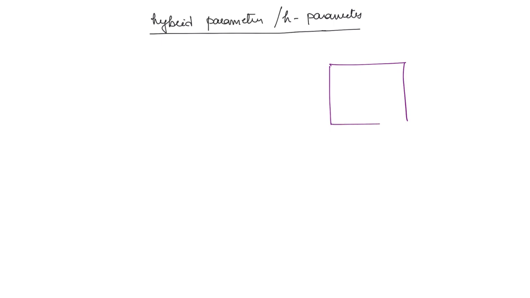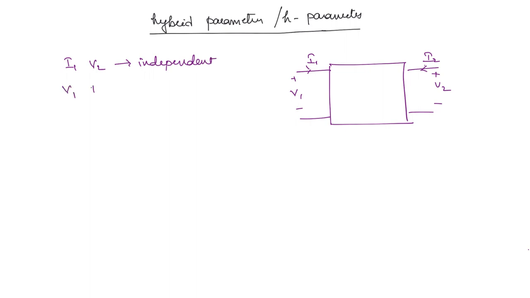The next set of parameters is the hybrid parameters. In short, they are also called H parameters. Okay. So here, what are the independent and what are the dependent variables? Once again, we will first mark the voltages and the currents. Currents will be entering, both the currents and the voltages are like this. So here I1 and V2 are the independent parameters, and the other two, that is V1 and I2, are the dependent parameters.